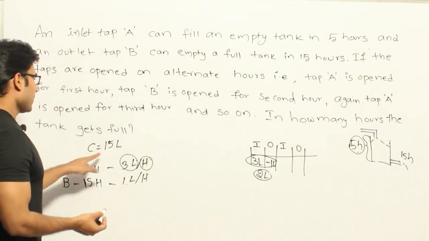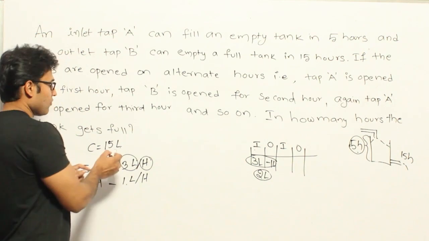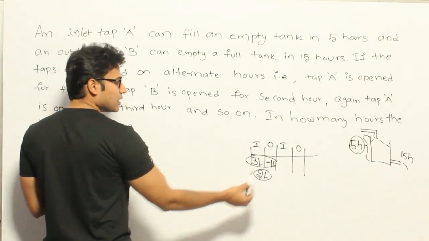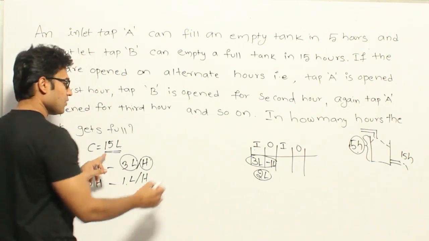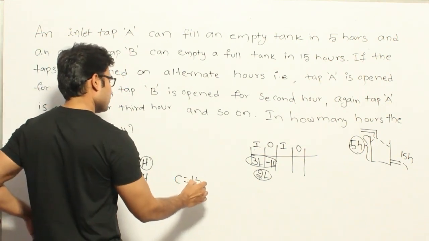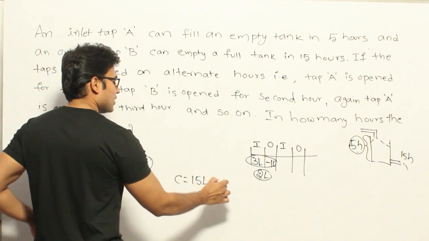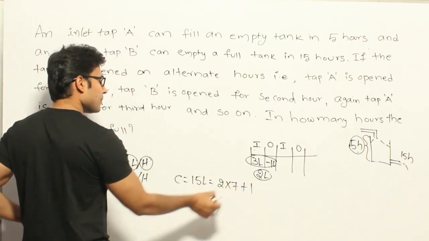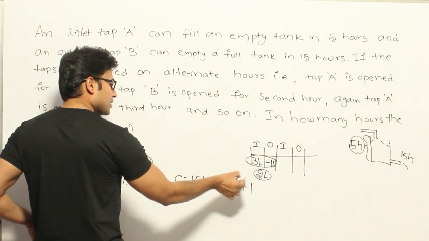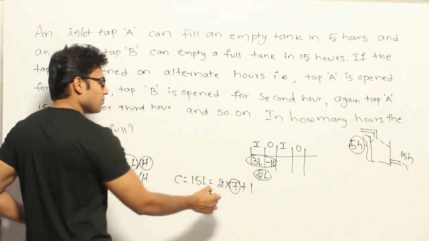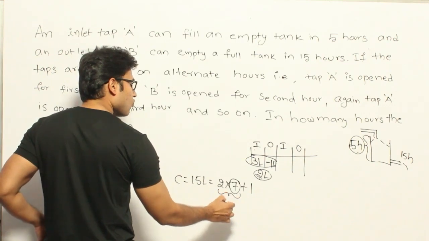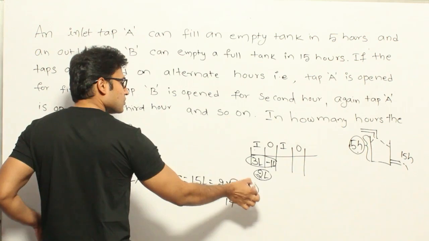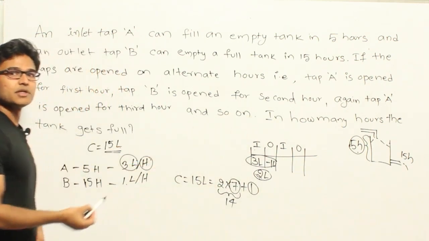Got it? Now what is the total capacity of the tank? 15 liters. Like in earlier questions, this 15 is not a multiple of the turn capacity. Therefore I am writing the tank capacity, which is 15 liters, as 2 into 7 plus 1. Now what does it mean? If I let 7 such turns happen, then I will be able to fill the tank with 14 liters, and 1 more liter has to be filled next. That is the meaning of it.